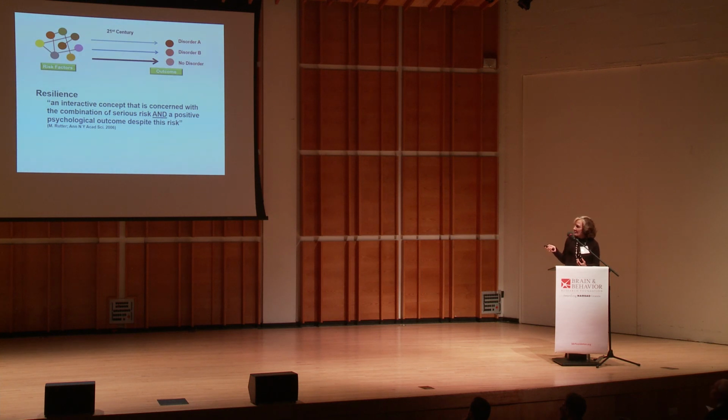And here I am giving you the definition of resilience as proposed by Michael Rutter, the British psychiatrist who is traditionally credited with the creation of the field of child psychiatry, and one of the first individuals to recognize resilience, particularly in the cohort of children that had been institutionalized in orphanages, as in Romania and in other places. What he describes as resilience is an interactive concept that is concerned with a combination of serious risk and a positive psychological outcome despite the risk.